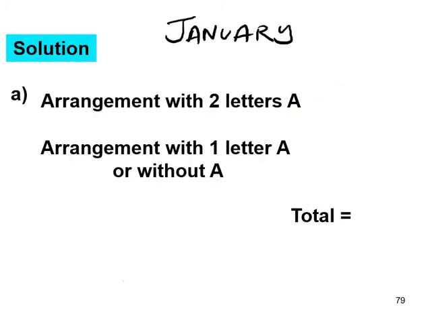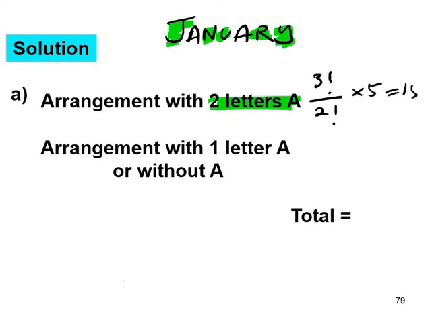So we are going to start with question A first. Arrangement with 2 letters A. We want to choose 3 letters from January. So if 2 letters A are chosen, that means there will be 2 identical A's. So from 3 letters, I'm going to have to divide by the 2 identical A's. Then another one is any letter. It can be J, N, U, R, or Y. So we have 5 choices here. That's why I'm going to multiply by 5. So the answer is 15.